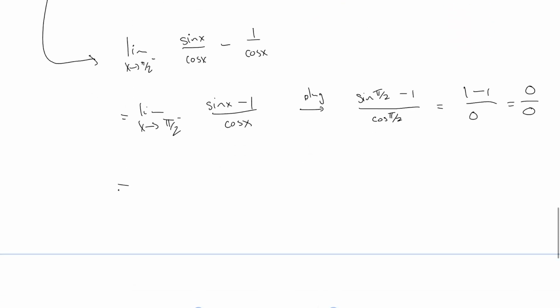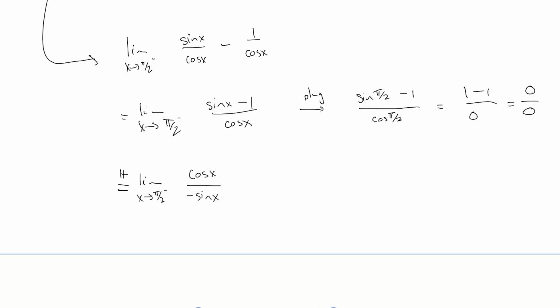So I'm going to do the L'Hopital rule back here. We do the derivative on the top and on the bottom. And the derivative on top, sine x becomes cosine x, and the minus 1 goes away. On the bottom, the derivative of cosine is negative sine x, like that. All right? That's my L'Hopital rule step.